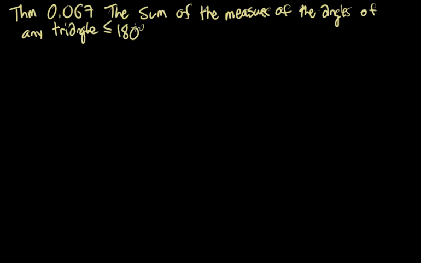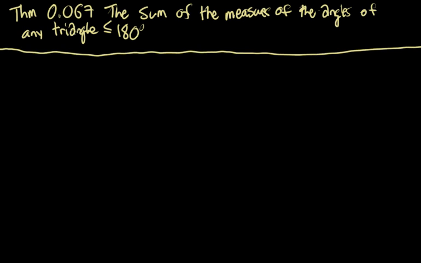We'll find out that in Euclidean geometry it is exactly equal to 180, and in hyperbolic geometry it turns out to be less than 180. And we'll do a proof by contradiction in this case.